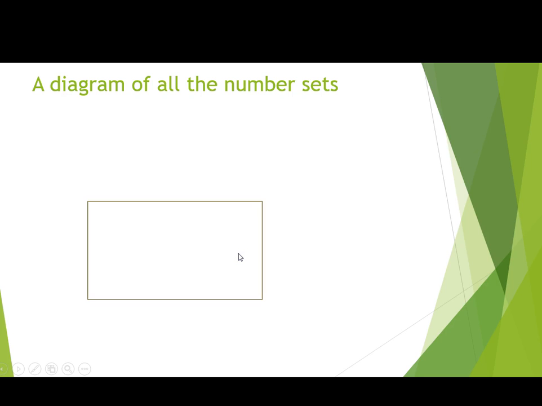Imagine all the easiest numbers live in a box. You take the numbers 0, 1, 2, 3, 4, 5, 6, 7, all the way to 100, to 1,000, to 1,000,000, to 1,000,000,000, and beyond. And all those numbers you put in this fence, in this box. That would be the whole number set. Put those in the box, there's one set. All those numbers belong to that set.